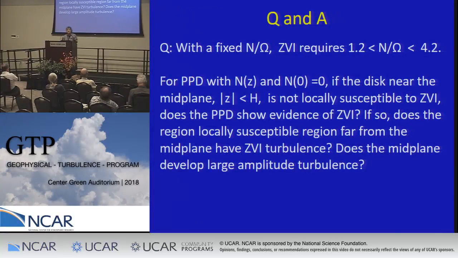So the analogy I like to think of is a forest. If I drop a match in a forest, there's a lot of places that are not susceptible to bursting into flame. But there are places in the forest that are susceptible to just bursting into flame. So 1 to 2 pressure scale heights above the midplane, we are susceptible and will burst into flame. The question is, once the flames get going, will they sweep through the rest of the forest? And the answer is going to be yes.